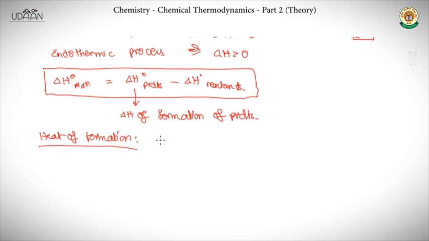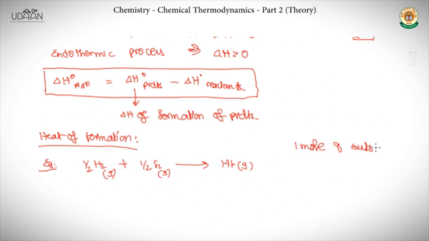Heat of formation is the amount of heat released or used when 1 mole of substance is formed from its constituent elements. I'll tell you an example. And 1 mole in particular, exactly. Half H2 plus half F2 gives HF gas, and these all are in gaseous states. It is 1 mole of substance formed.